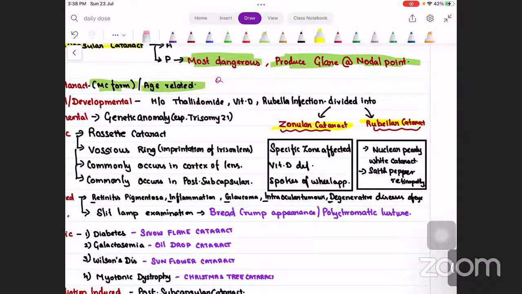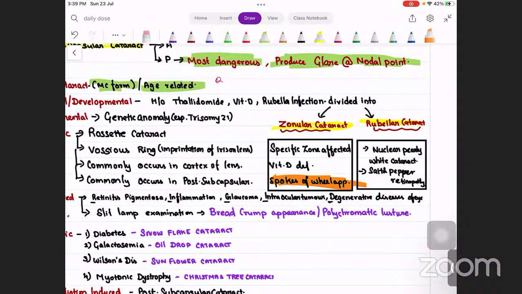Zonular cataract means only a specific zone will be involved, associated with vitamin D deficiency, and you may see a spokes of wheel appearance. Classical MCQ, people. What type of appearance do you see in the zonular cataract? Spokes of wheel appearance. Index myopia is seen in nuclear, and index hypermetropia is seen in cortical.